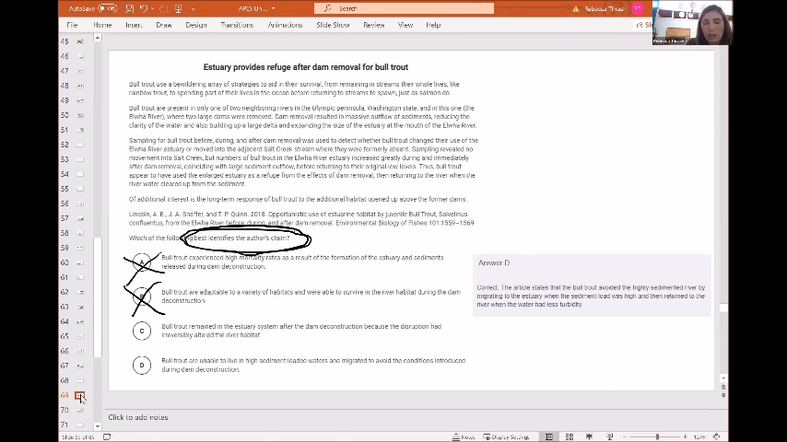So C says, bull trout remained in the estuary system after the dam deconstruction because the disruption had irreversibly altered the river habitat. So we know that that's not quite true because you had a large sediment outflow, but then it returned to the original low levels. So it wasn't quite irreversibly altered, but they're unable to live in the high sediment. And so they migrated to avoid the conditions introduced during the dam deconstruction.